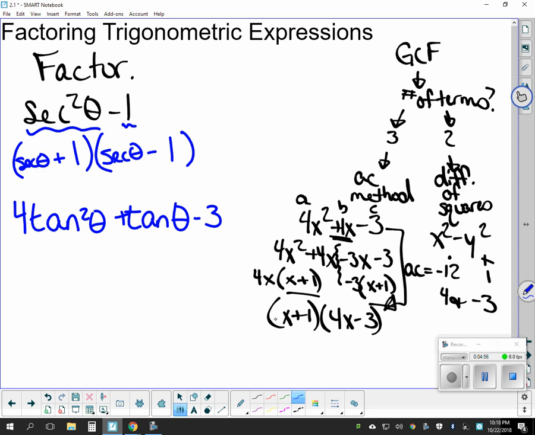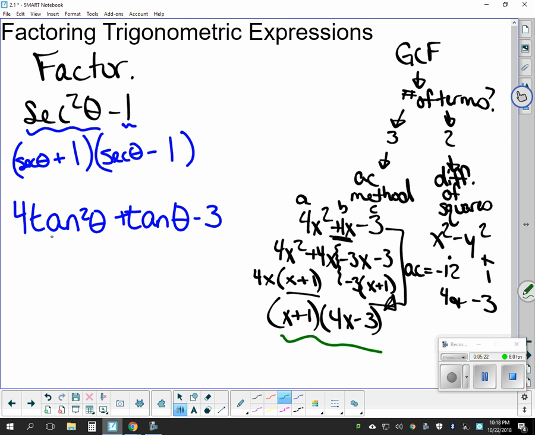Okay, now why did I pick this problem? Well, this is in the exact same form. It's just instead of x's, I have tangent of theta. 4x squared plus x minus 3. Can you see that those are of the same form? Okay, so the factoring is going to be really, really similar.